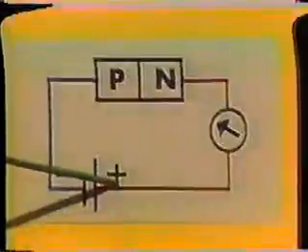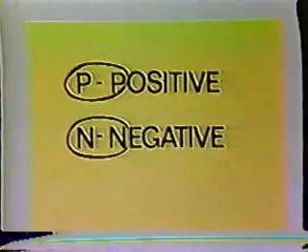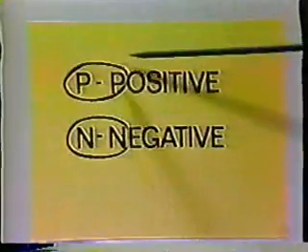If the negative terminal of the battery is connected to the P-type material and the positive terminal is connected to the N-type material, then only a very small current will flow. This small current is caused by the minority carriers and is called saturation current. For most practical applications, we can say that the junction does not conduct. Under this condition, the junction is reverse biased.